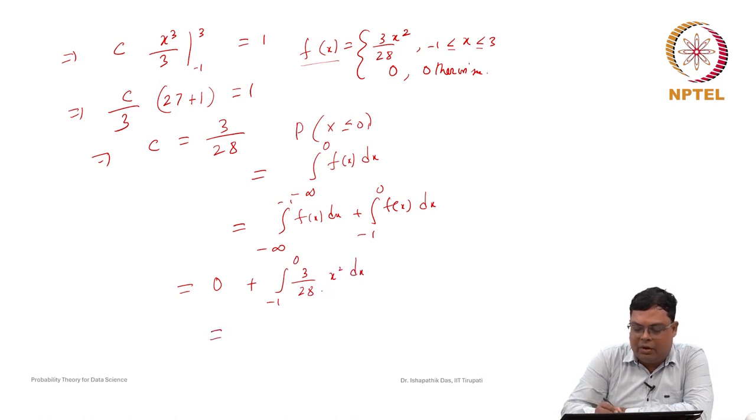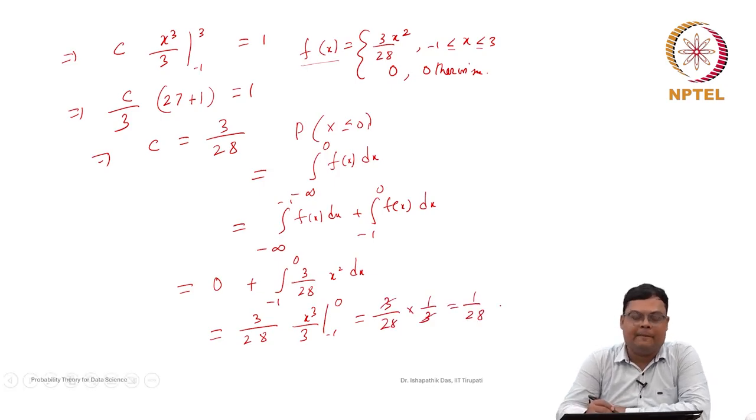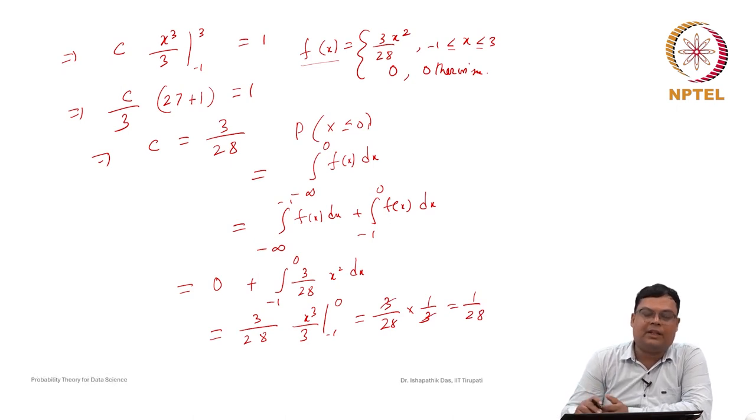Then we do the integration: this is 3 by 28 times x cube by 3 from minus 1 to 0. At 0 it is 0, minus of minus 1 whole cube, which is minus 1, and again with the minus it will be plus 1 by 3. So it is 3 by 28 into 1 by 3, this cancels, and this probability is nothing but 1 by 28. So this is one example of a probability density function. We will discuss some more examples. Suppose let us consider another example here.